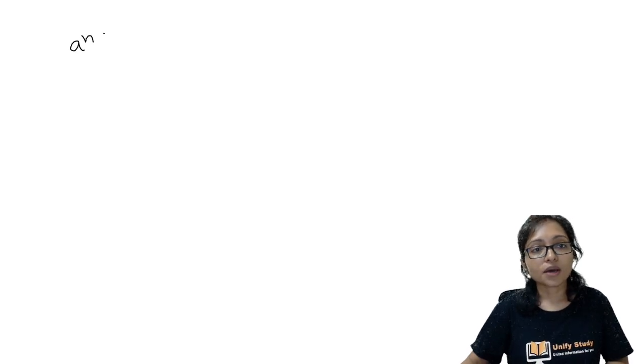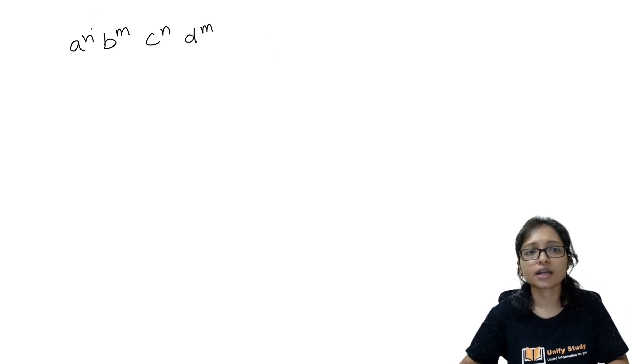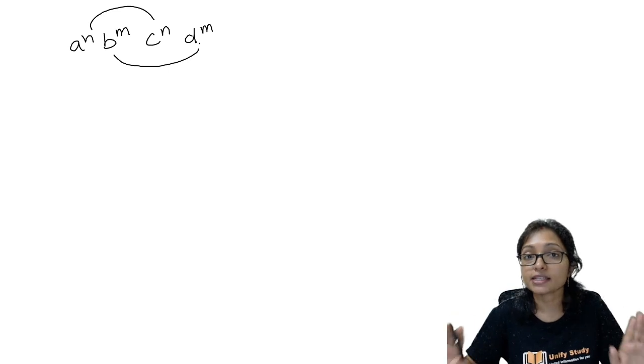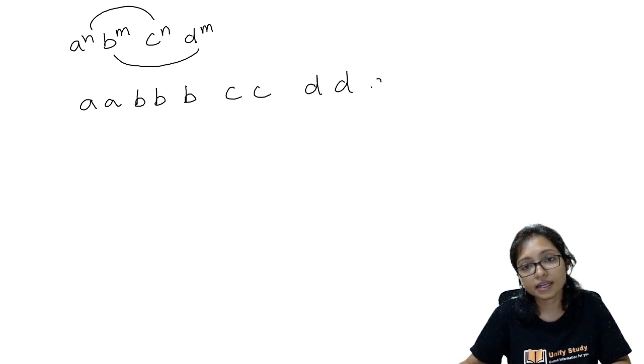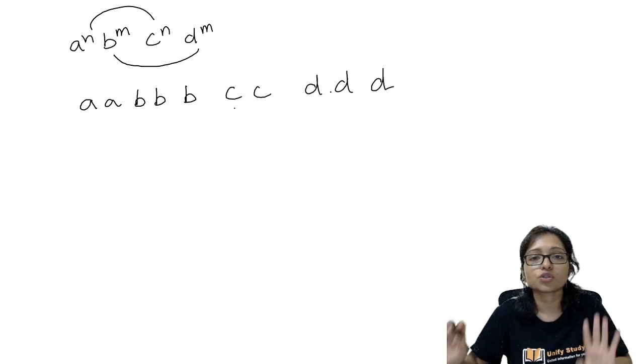Here what we have to do? We have to do a to the power n, b to the power m, c to the power n and d to the power m. Means the number of a equals the number of c, and the number of b equals the number of d. First of all, understand how to do it. See that, here I am taking 2 a's, 3 b's, 2 c's and 3 d's. Why am I taking it? Because the number of a equals the number of c and the number of b equals the number of d.